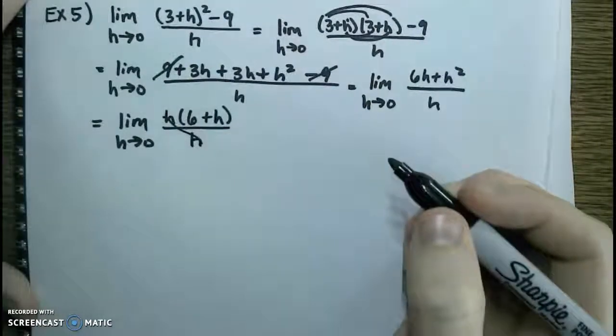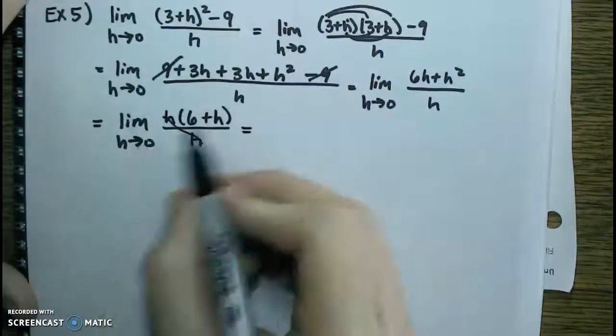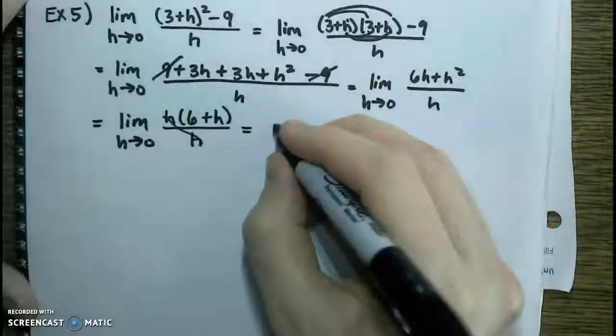Now those h's cancel and we're not going to have 0 in the denominator, which means we can plug 0 in. We get 6 plus 0, which is 6.